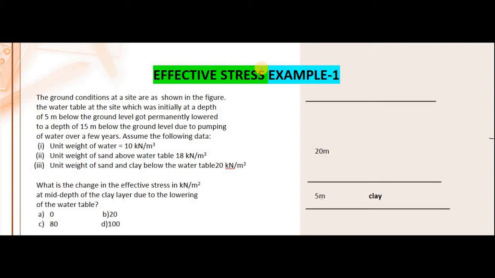Assume the following data: unit weight of water is 10, unit weight of sand above the water table is 18, and below the water table is 20 kilonewton per meter cube. Find effective stress change at mid depth of the clay layer due to lowering of the water table.